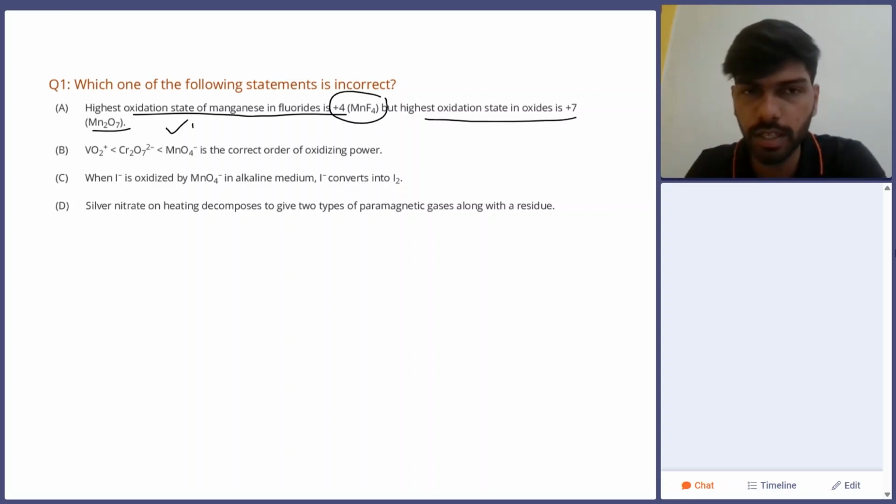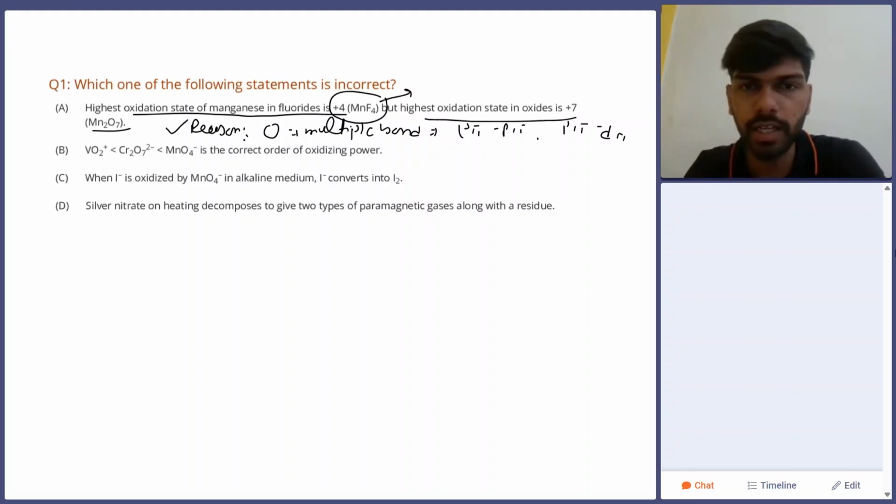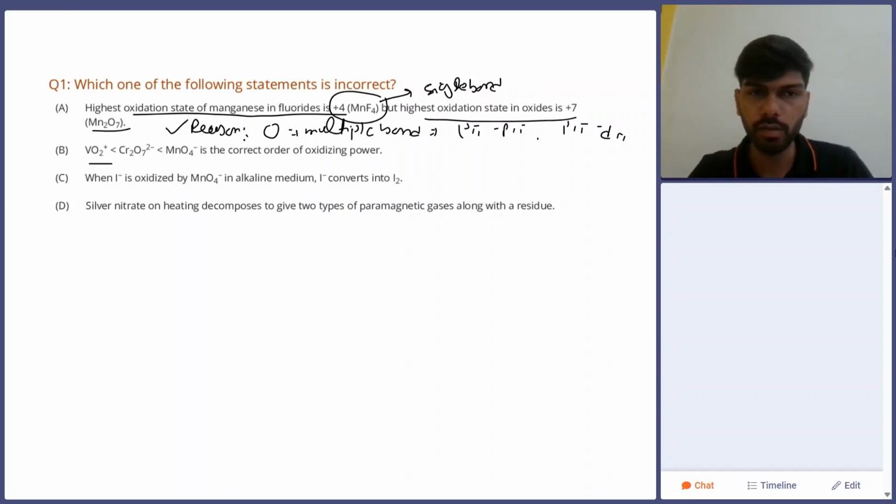See that this is correct, because, if you remember, oxygen can form multiple bonds. It can form p pi bonds, and even d pi bonds. But in the case of fluoride, it does not form multiple bonds. Only one single bond it is capable of forming. That's why it shows +4, and manganese with oxygen can reach even +7. And VO2 plus, Cr2O7 2 minus and MnO4 minus show the character of oxidizing power. So this is the correct one.